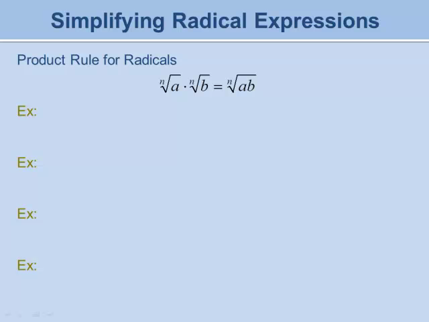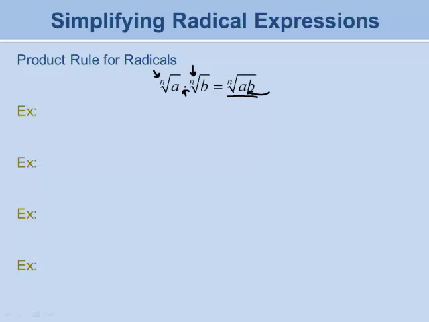So the first rule we're going to look at is called the product rule for radicals, which simply says this: if you are multiplying two radicals together, and each of those radicals has the same root, for example, they're both square root terms or both cube root terms, when you are multiplying each of those together, you can combine that into a single radical expression by writing one root sign and then simply doing the multiplication underneath the sign in the radicand.